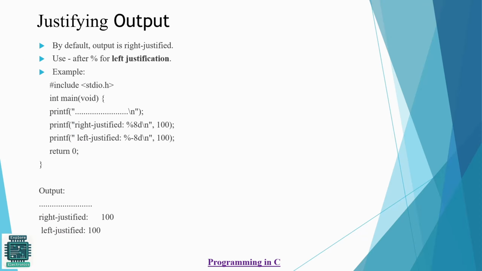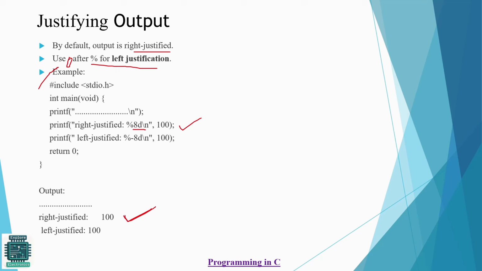Here, justifying output. By default, output is right justified. Use the hyphen symbol after the percentage sign for left justification. Here you can see an example. Here, right justified, I have mentioned the value, then 100. Here you can see the output as 100. Here also right justified, I did not mention anything over here, so by default I got right justified.